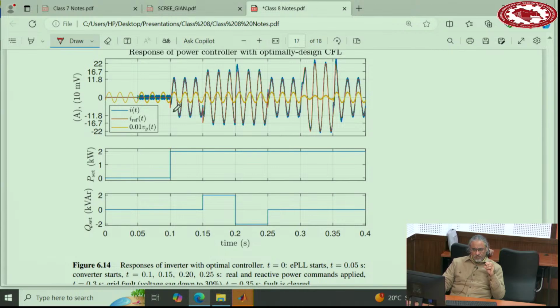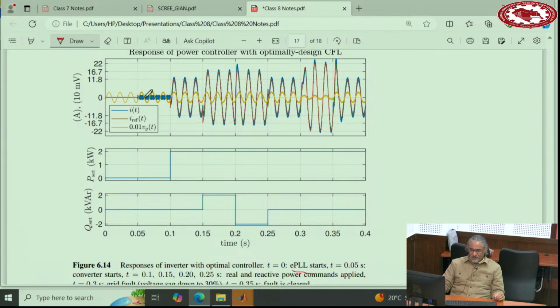Now in a grid connected situation like this, when you want to start, this is the procedure you go. First you run the PLL, so make sure the PLL converges. And then at that point, after PLL is converged, you start applying the switching function. So at t equals 0, PLL starts. At 50 millisecond, converter starts. And let's say the set points are 0. So it starts at 0.